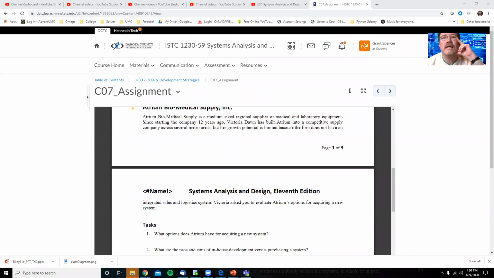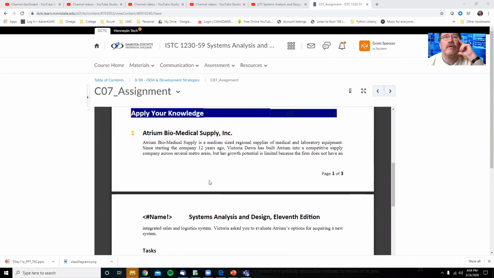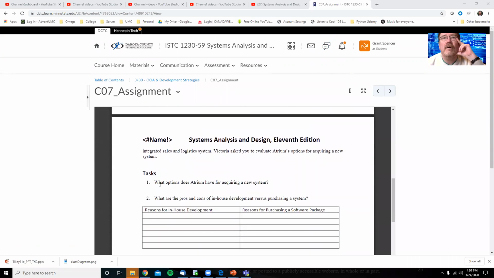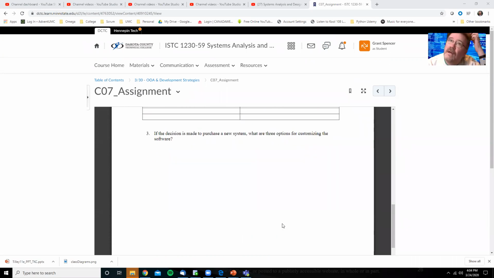A quick use case, and again, it's supposed to be critical thinking, right? So what options do they have for acquiring the new system? You want to think about that presentation I did on the development strategies, or again, stuff from the book. What are the pros and cons of in-house development versus purchasing a system? So some pros, some cons. And if the decision is made to purchase a new system, what are three options for customizing the software?